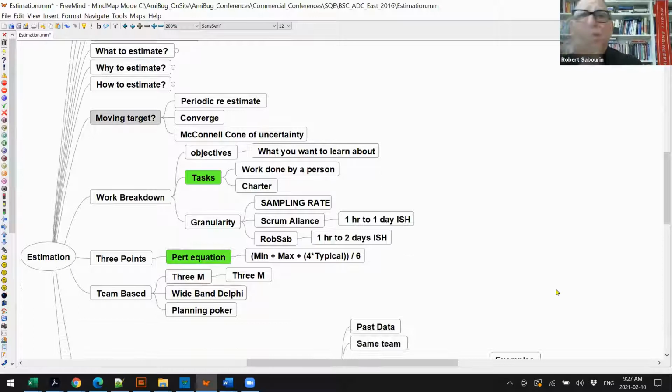Estimates are moving targets. Projects are moving targets. Things are dynamic, not static. So it's an important thing to re-estimate.